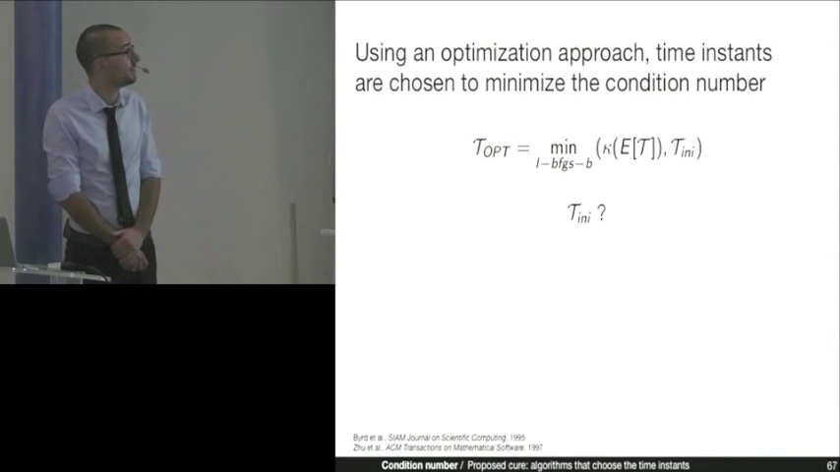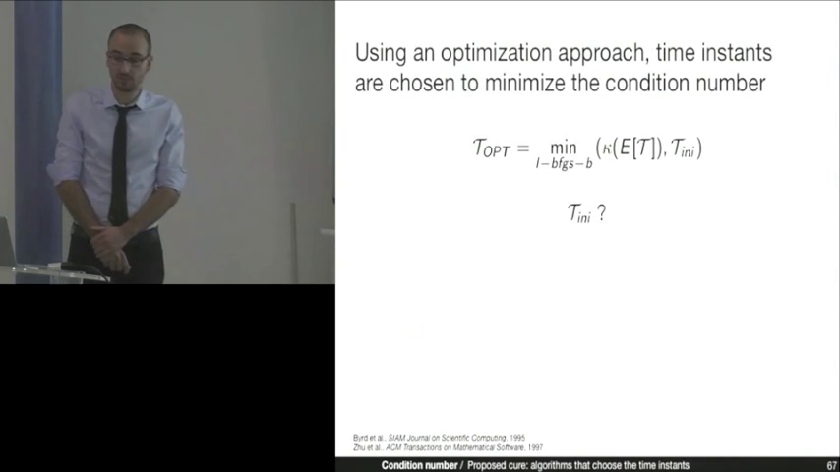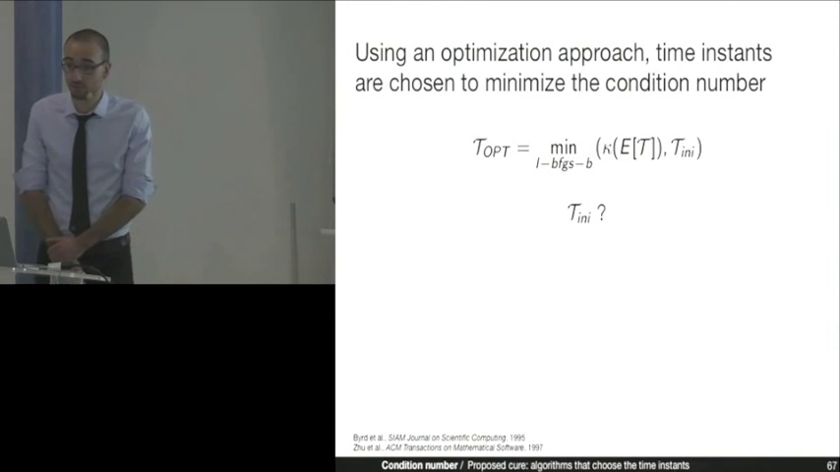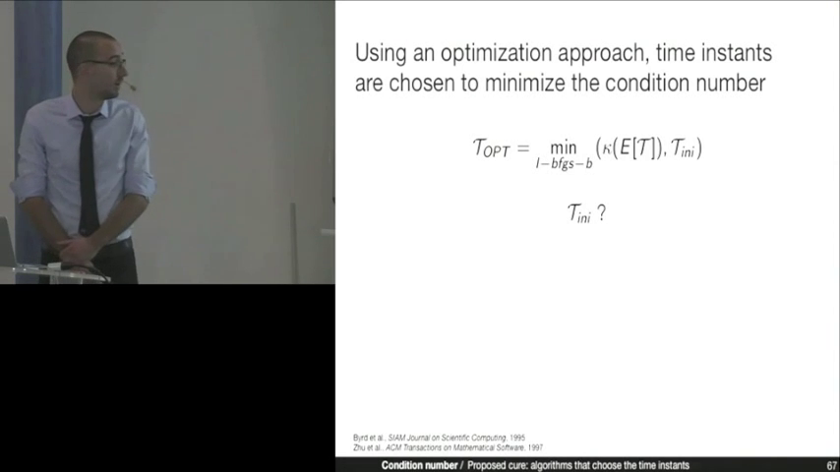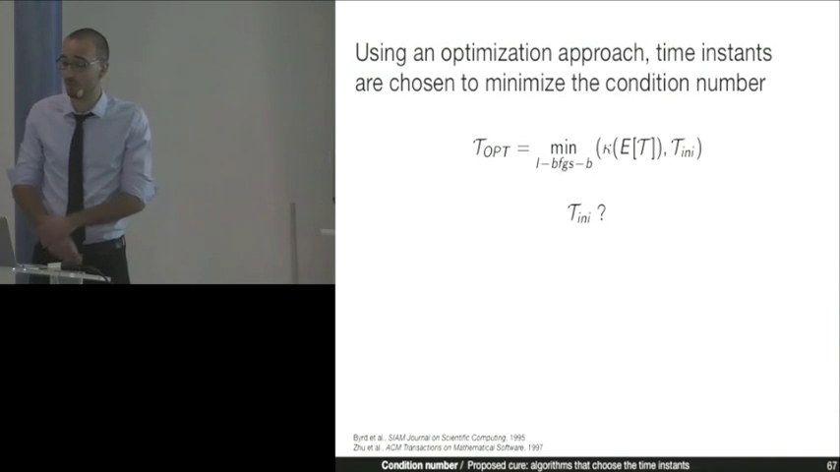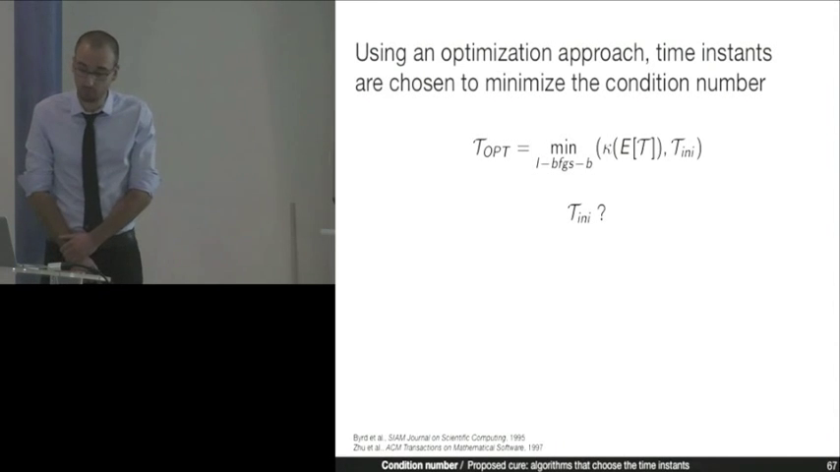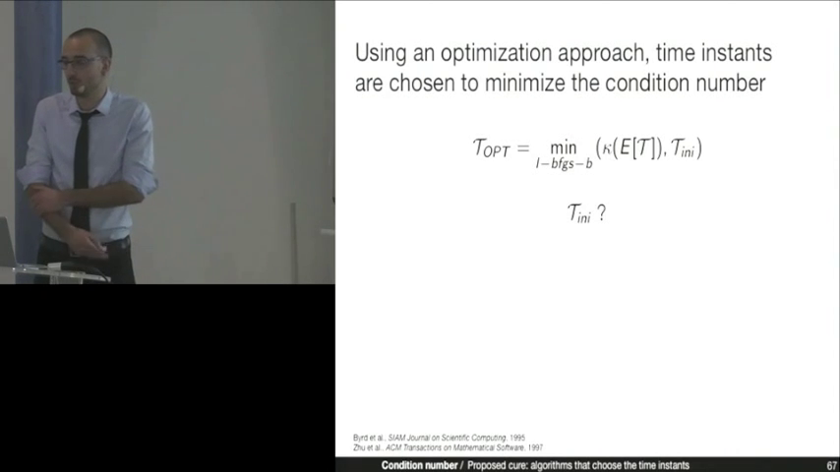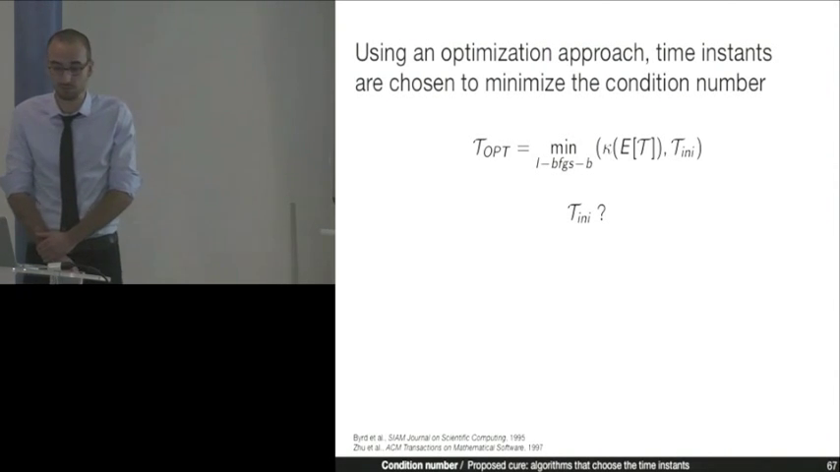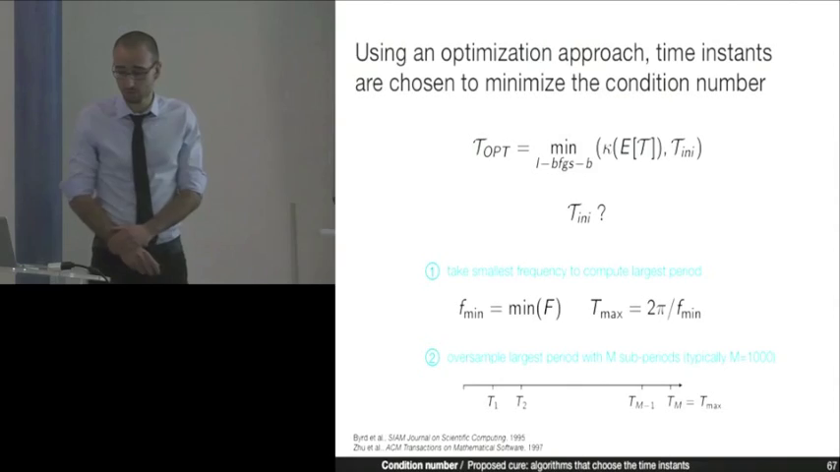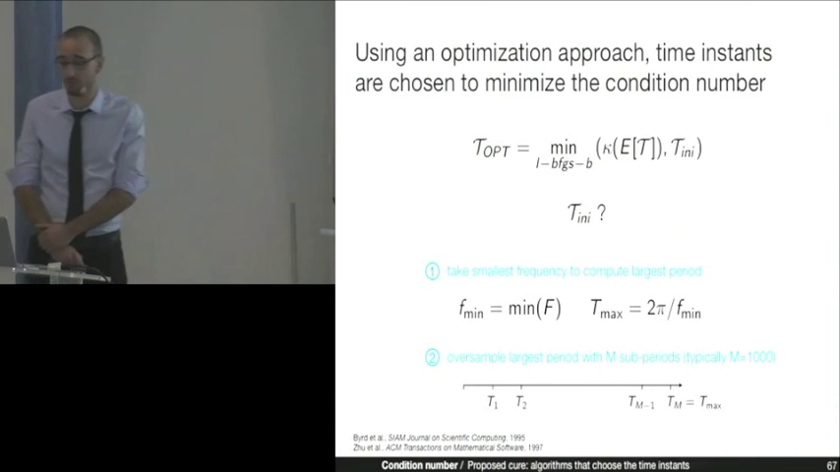What we propose is to use an optimization approach where time instants are chosen to minimize the condition number. So this is a minimization problem that we will solve using the L-BFGS framework, which is a method that will compute for us the gradient and try to look for the minimum using the gradient. And what we need to do is to give an initial good set of time instants to the algorithm to converge.